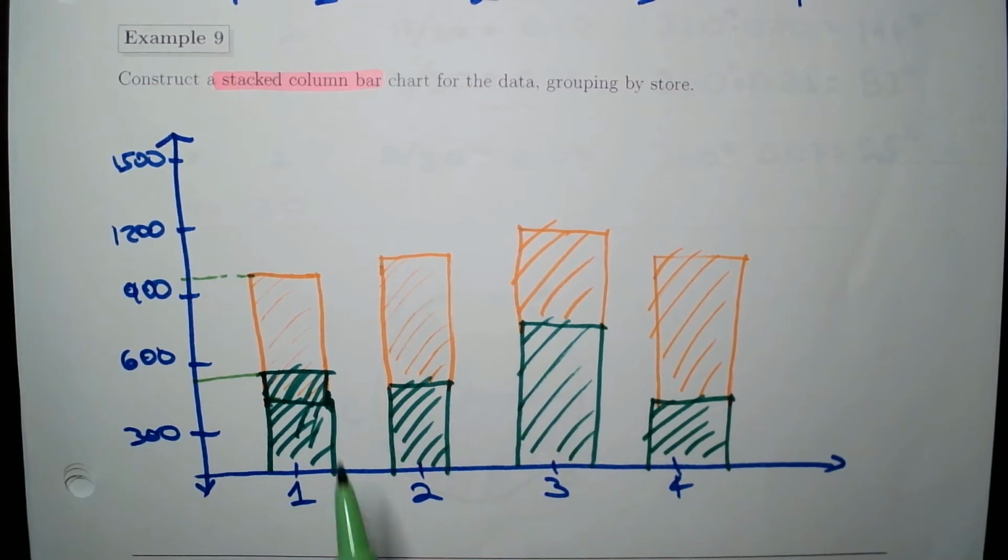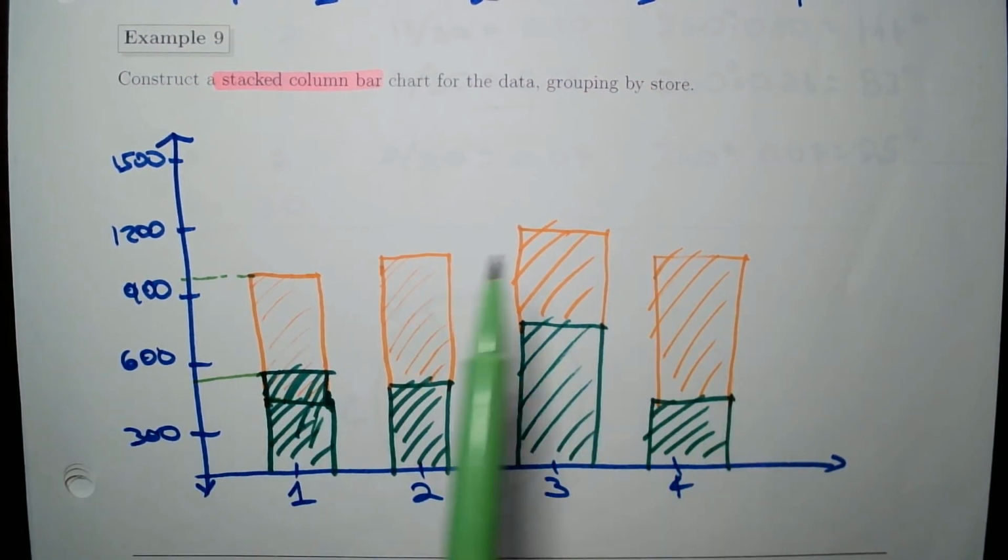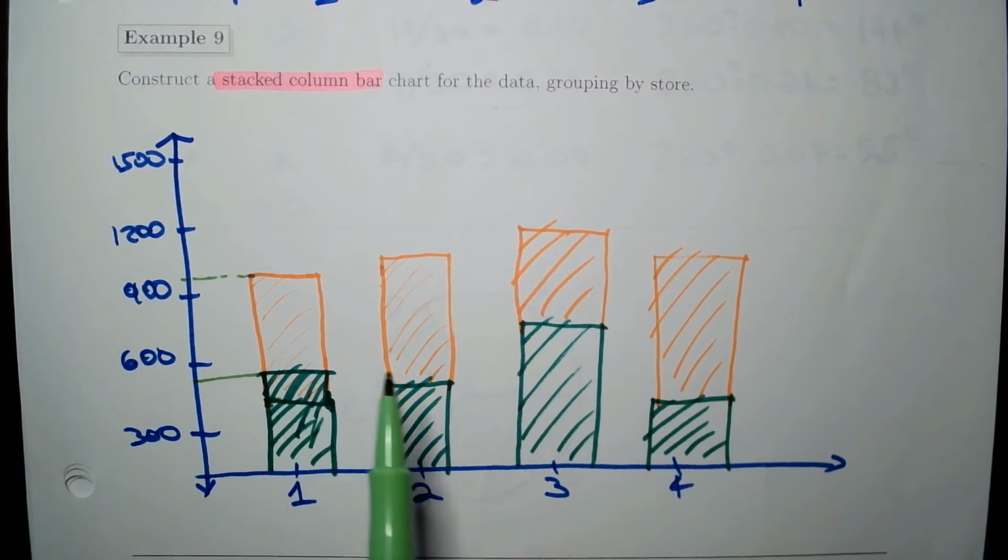And in this case, you can see the ups and downs of each store, and also the overall total of the two stores combined. So in a way, it's useful for those two purposes.